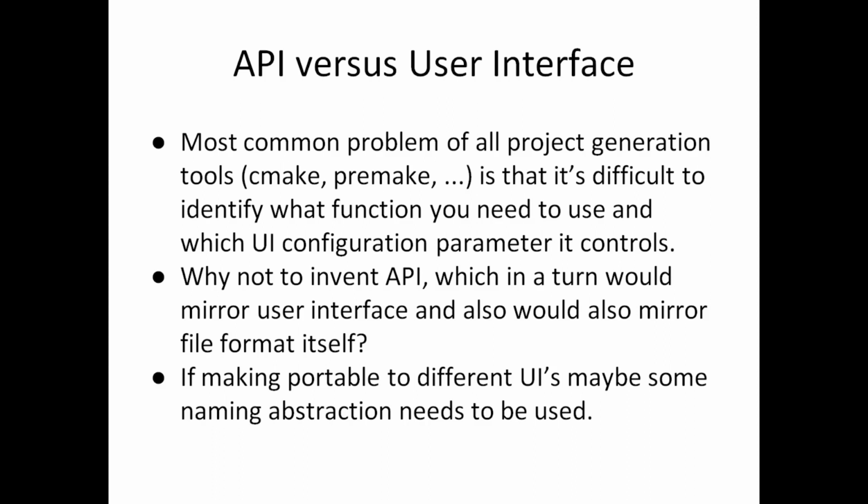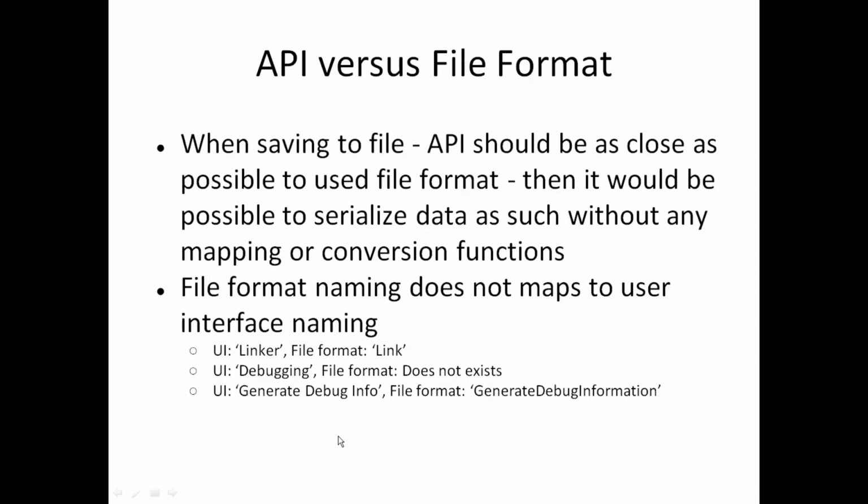Basically, I have tried to construct an API which would mirror or reflect the user interface, but would also be able to mirror the file format itself, so whichever approach is easier. Whenever we are saving to file, the API should be as close as possible to the used file format, so we can serialize data as it is, without any explicit conversion function. And like we saw already, the UI does not fully correspond to the used file format.